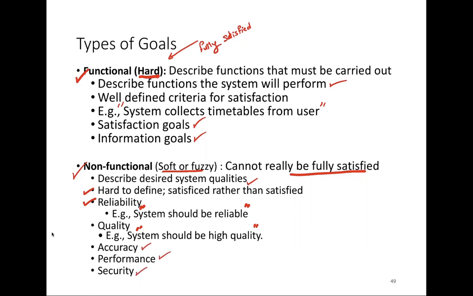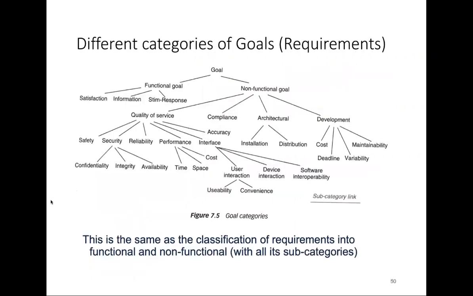When it's related to non-functional requirements, such as reliability, quality, accuracy, performance, and security, we will classify them as soft goals. If it's related to satisfaction goals or even information goals, they will be hard goals. So the following graph actually provides a more detailed classification of goals.